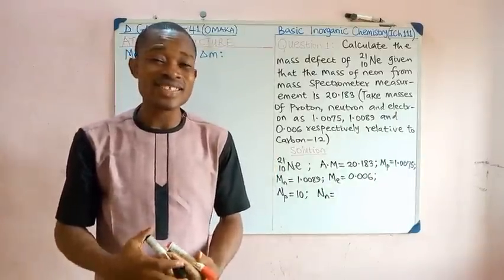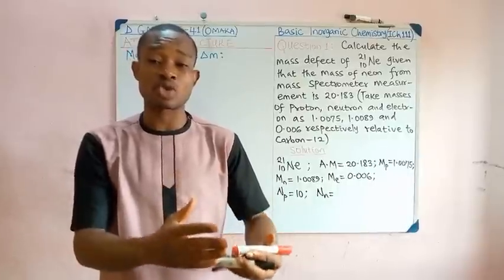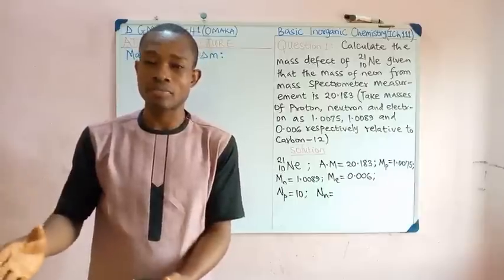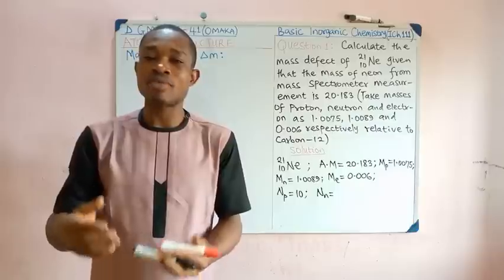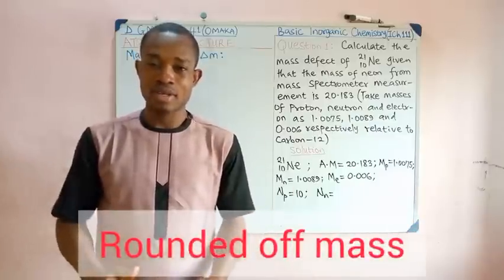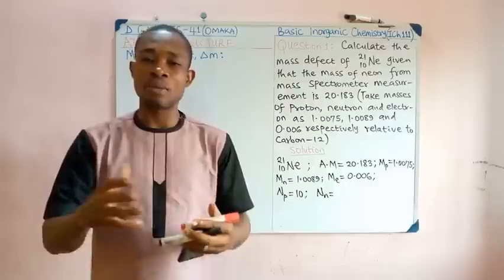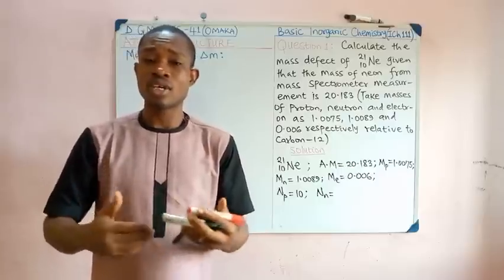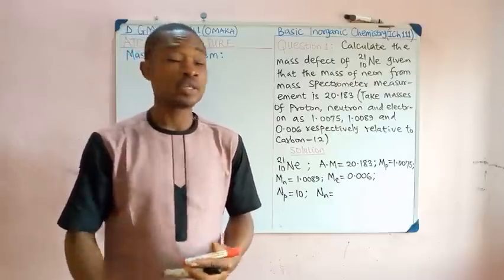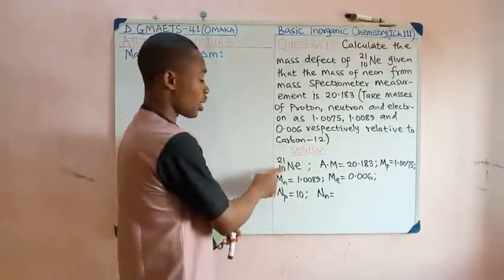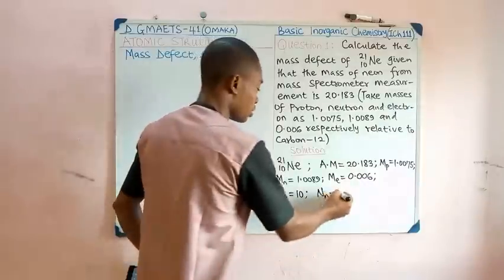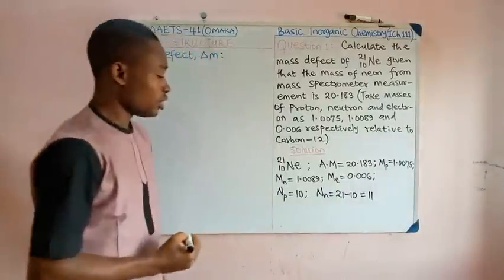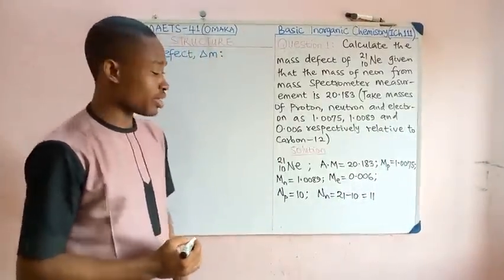Please take note, it is not the actual mass measured from the mass spectrometer. It is not even the mass calculated from the calculated mass formula. It is the mass called the rounded off mass. After obtaining this value from the relative atomic mass calculation from isotopic values, it's usually rounded off. Is that okay? So we call it the rounded off mass. We're going to do 21 minus 10 to get the neutron number. So 21 minus 10 gives us 11. Am I right? Good.